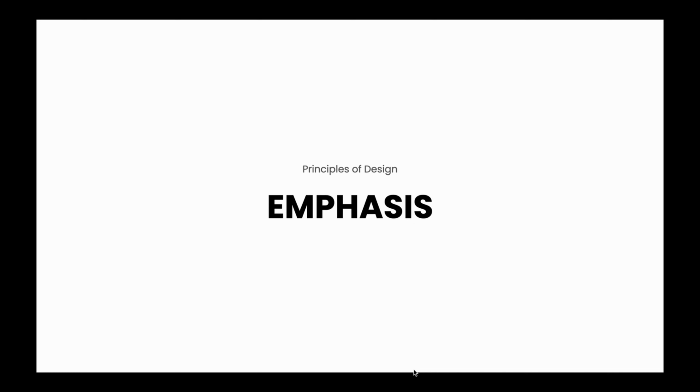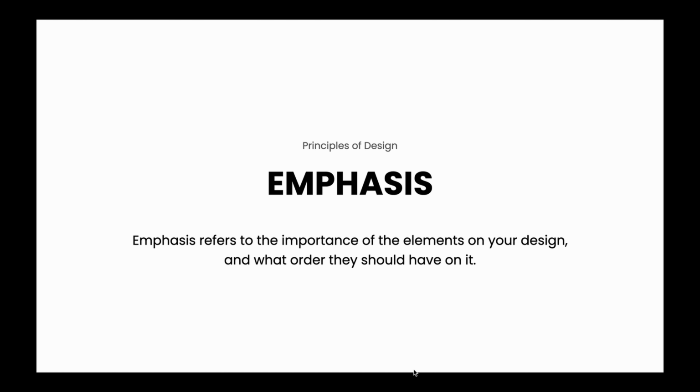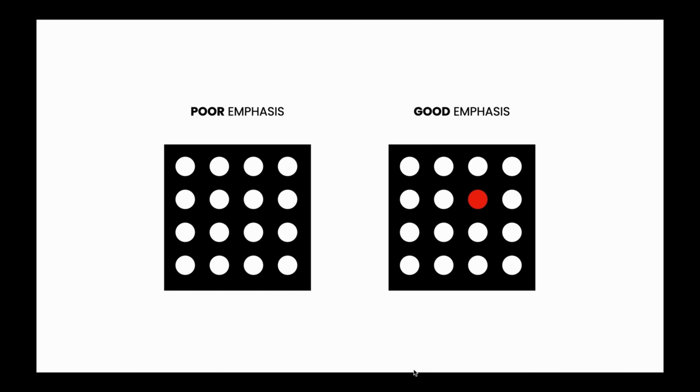In this tutorial, we are going to understand the principle of emphasis. Emphasis is used to guide the user's attention to a part of the composition or layout by creating contrasting elements. It refers to the importance of the elements in your design and what order they should have in it.